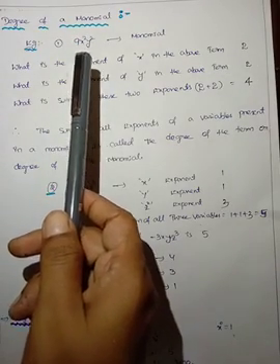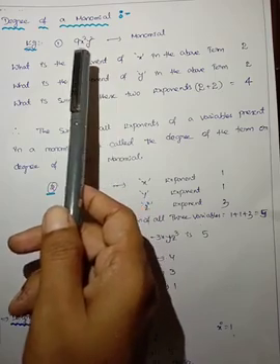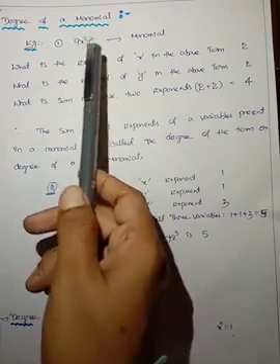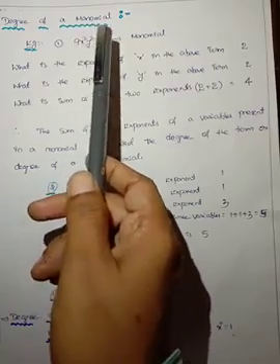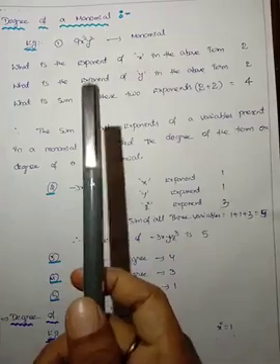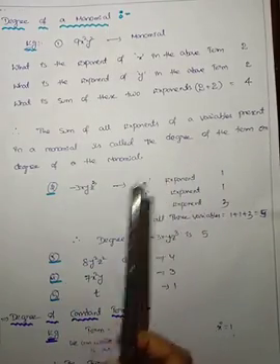Take 9x square y square. What are the variables? x and y. What is the exponent of x? 2. What is the exponent of y? 2. We have to add these two exponents. 2 plus 2 is equal to 4. So the degree of this monomial, 9x square y square, is 4.